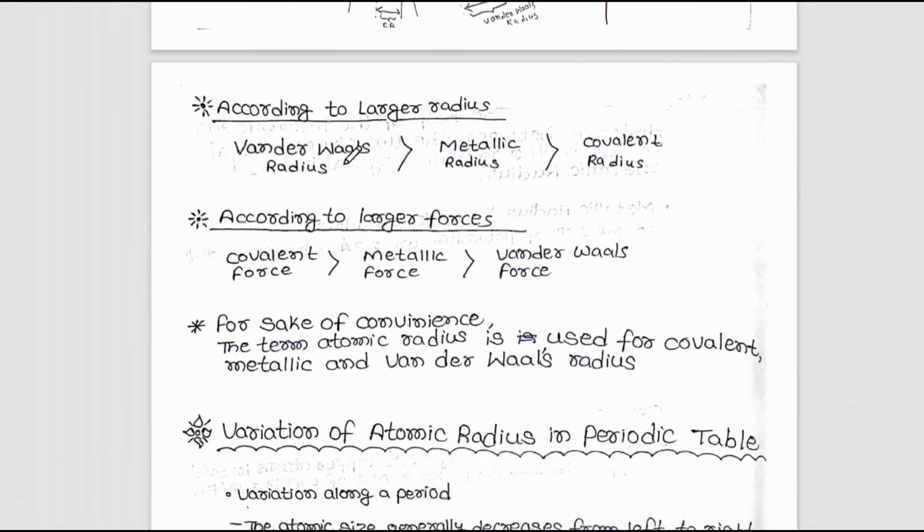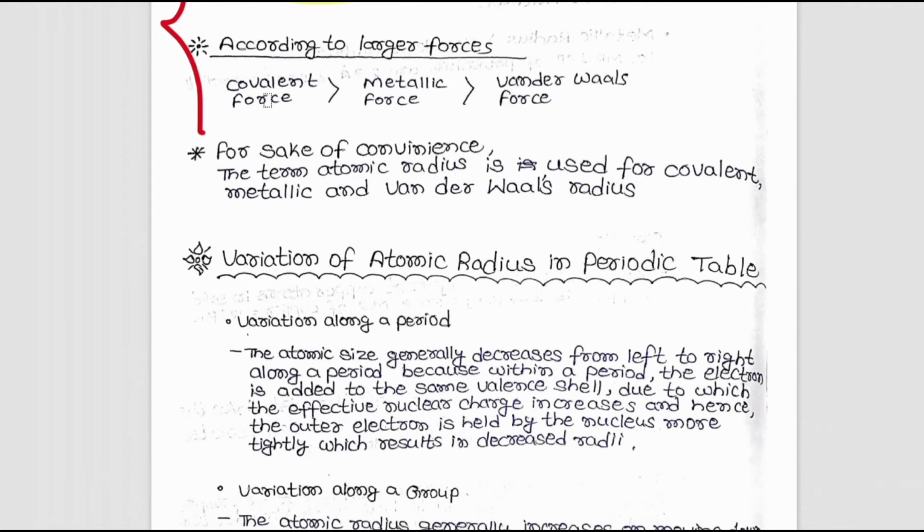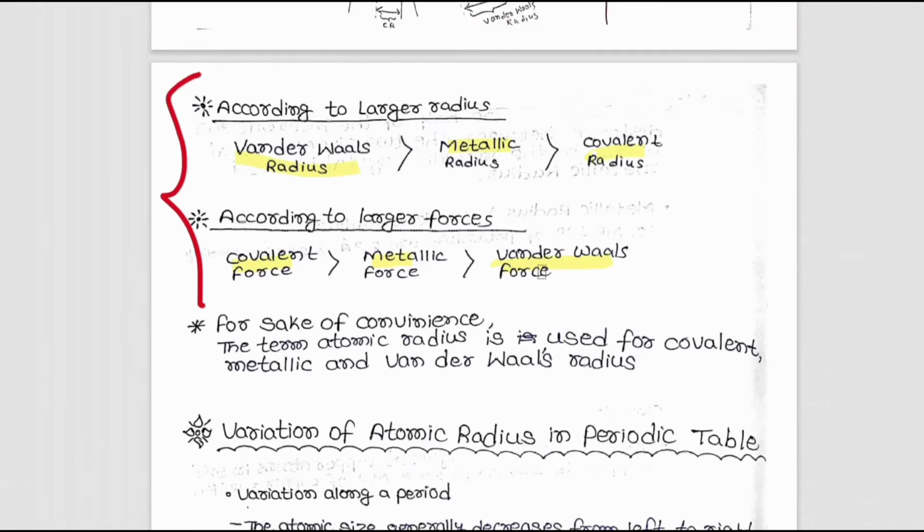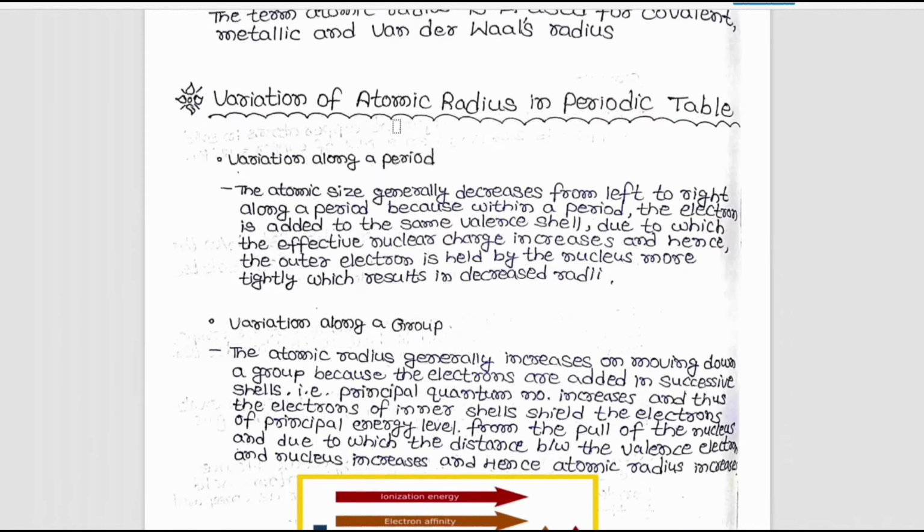Okay, now some of the comparisons are given here. Here the van der Waals radius is the largest among the metallic radius and the covalent radius, and among forces, the covalent force is greater than the metallic force, and the metallic force is greater than the van der Waals force. So the smallest force here is the van der Waals force.